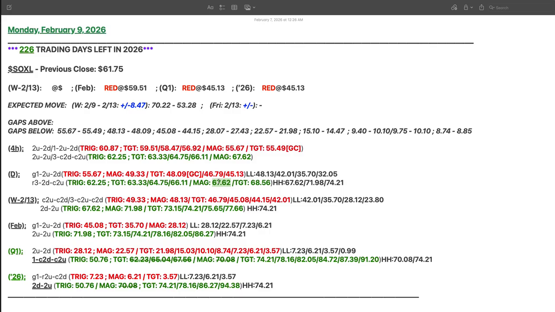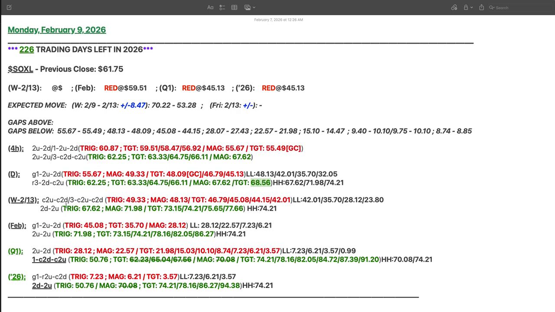62.25, magnitude 67.62. Again, 4-hour and 1-day technically are still in a downtrend, so we have those intermediate targets out there for you. And then if it does reach magnitude and it wants to keep pushing, we do have the extended target of 68.56 out there.